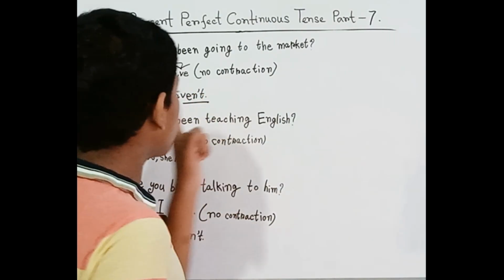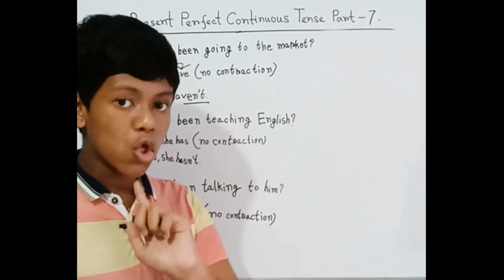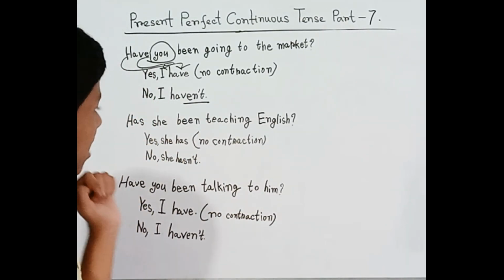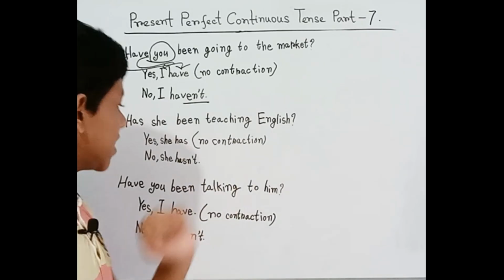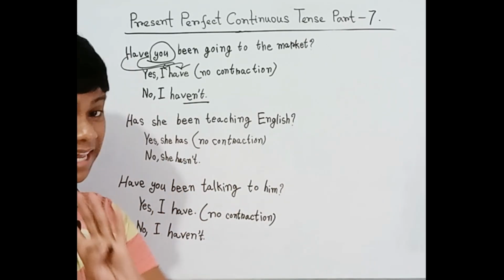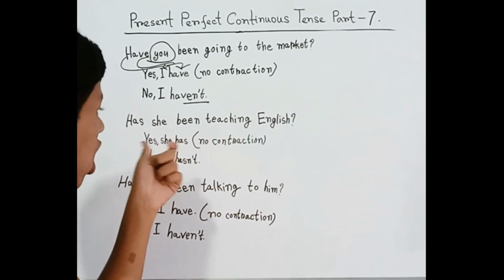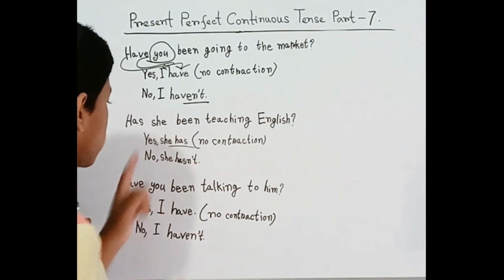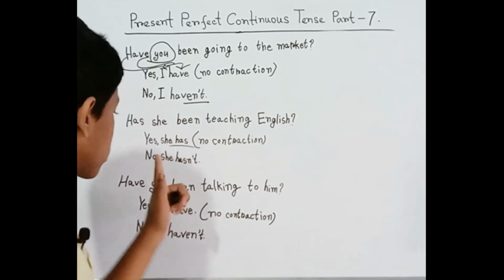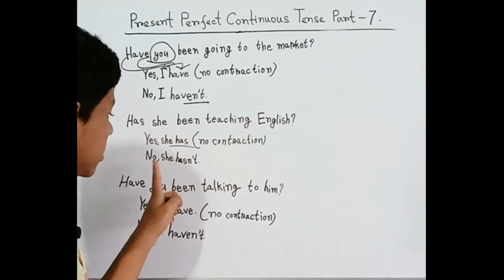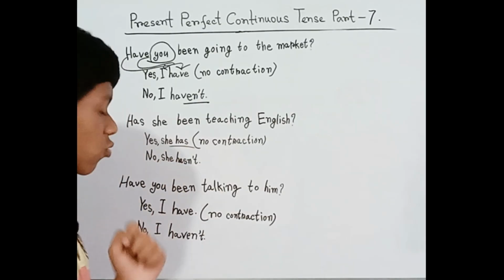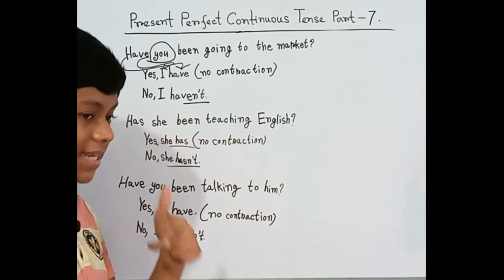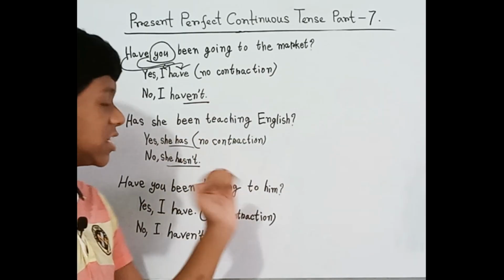What does the word haven't mean? It means, no, I have not. No, I haven't. Same here. Has she been teaching English? Yes, she has. It indicates yes, she has been teaching English. You can also simply just say that. In the positive there isn't any contraction, but if you want to say the negative, then there's one contraction here, that is hasn't. No, she hasn't. It indicates no, she hasn't been teaching English.